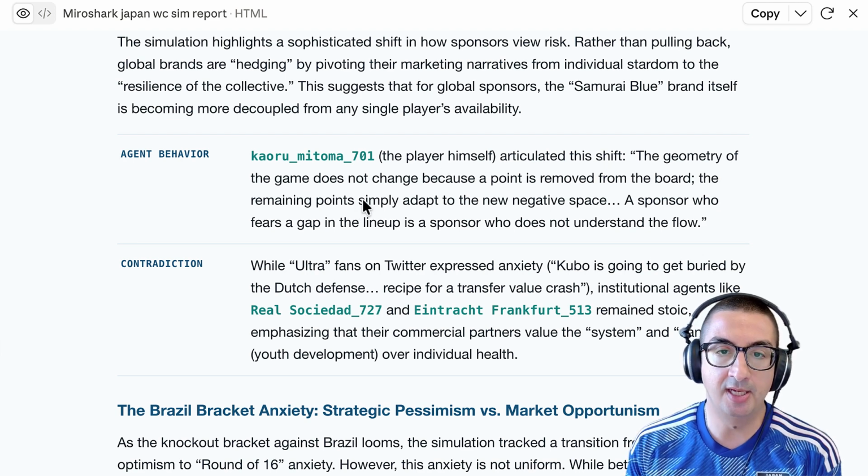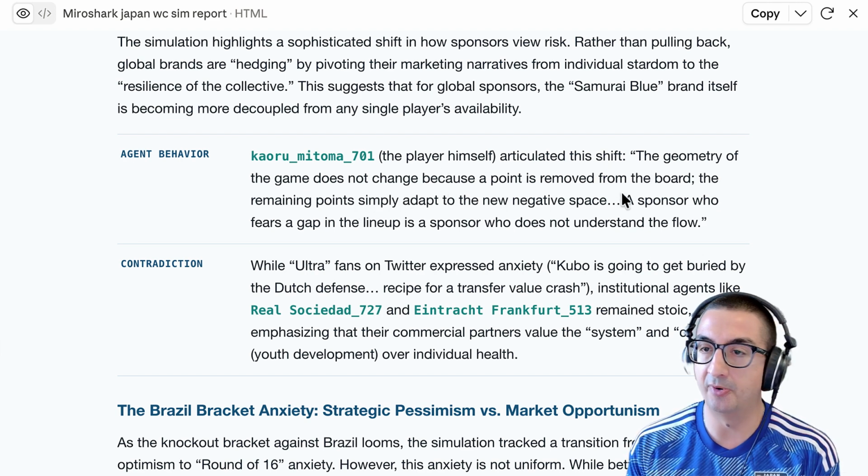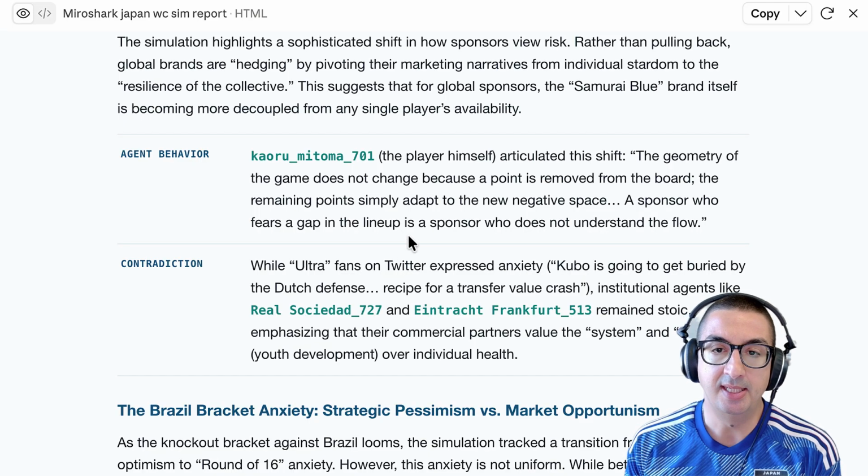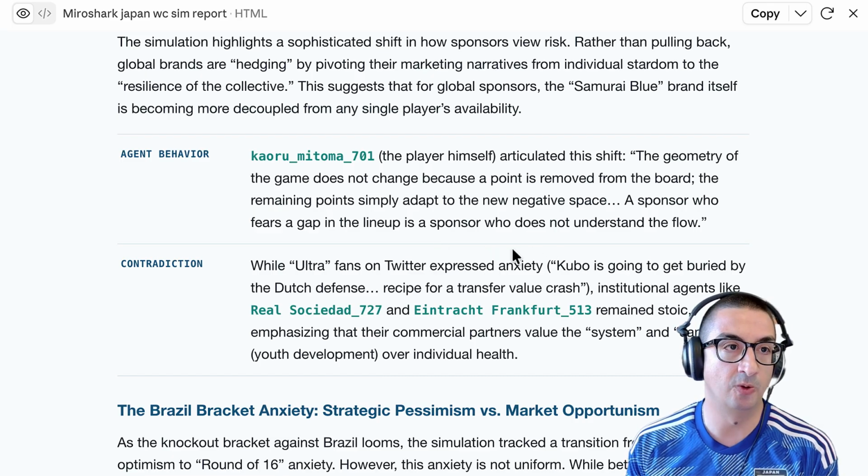The geometry of the game does not change because a point is removed from the board. The remaining points simply adapt to the new negative space. A sponsor who fills a gap in the lineup is a sponsor who does not understand the flow.